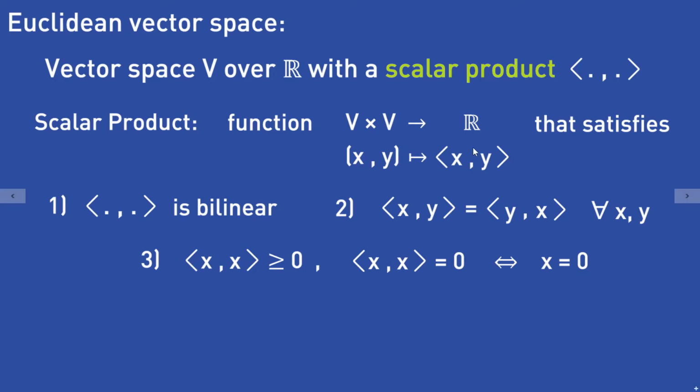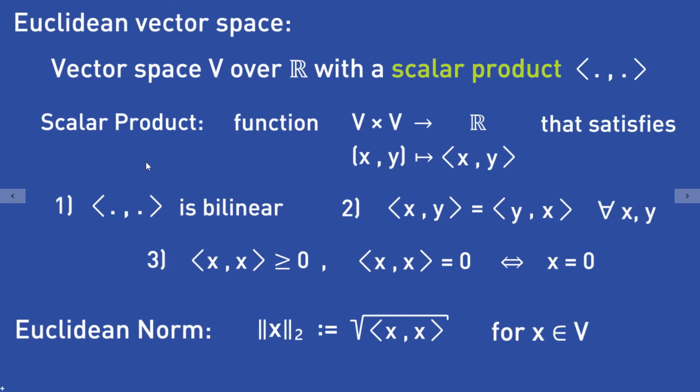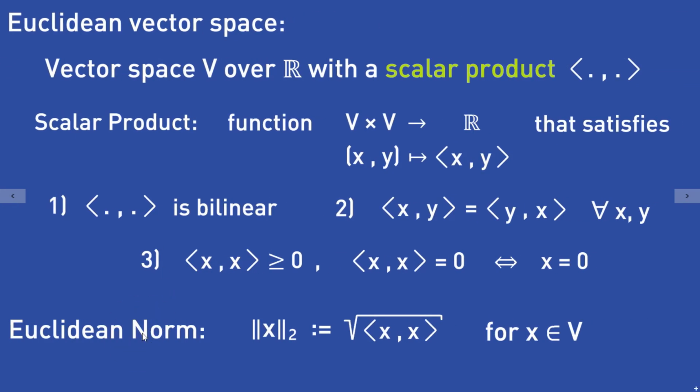By using that scalar product, you can define a norm on the vector space V. That particular norm is called the Euclidean norm. It's given by the square root of the scalar product of a vector x with itself and denoted like that. So the Euclidean norm of a vector x in the space V is equal to the square root of the scalar product of x with x.